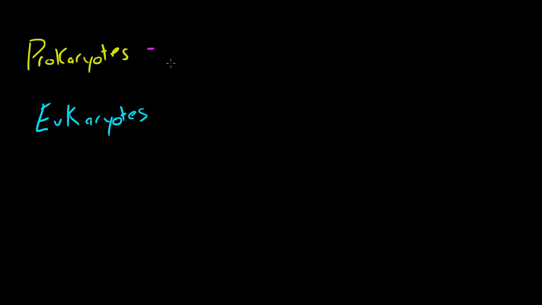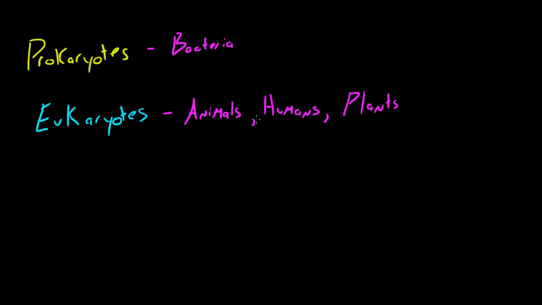They're a lot different than animal and plant cells. So I'll just write bacteria are prokaryotes, and animals, humans, even though we are animals, and plants, those are all something called eukaryotes.